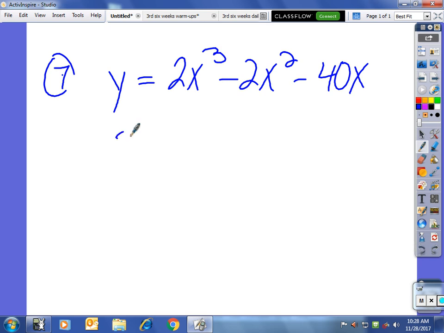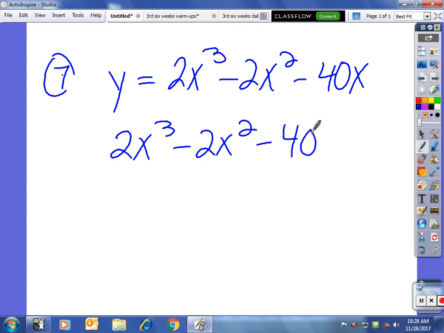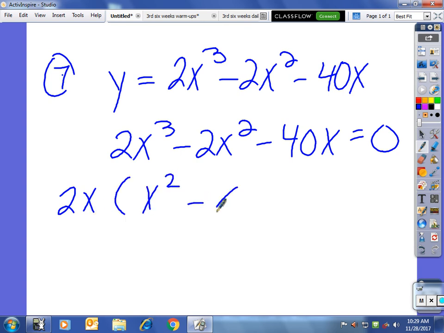So we're going to set it equal to 0. We're going to take the y out and make the y value 0, because that's when an x-intercept happens, when y is 0. And we're going to factor it. GCF is the first step. And if you don't get the GCF out, you can't factor it. What is the GCF? Yeah, it's 2x. Which makes the factoring a lot easier once you get that 2 out of there.